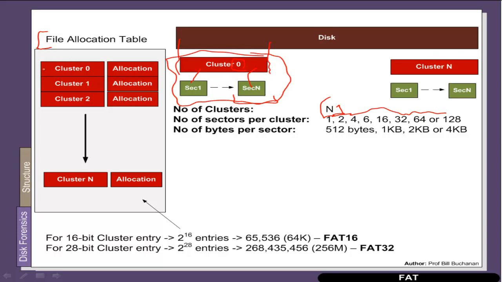So what we have on the system is that each cluster number is stored within the file allocation table, and then there is some allocation given to that cluster that we'll see in a little minute. For a 16-bit cluster entry, we have 16 bits to identify the cluster number, which gives us 2 to the power of 16, or 65,000 odd entries inside this FAT table. With FAT32, we have 28 bits set aside for the cluster number, which gives us 256 mega entries.